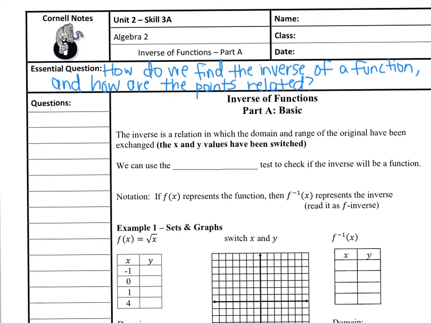You are now watching Unit 2, Skill 3A, Inverse of Functions. So take a second to pause the video, write down the essential question. How do we find the inverse of a function and how are the points related?